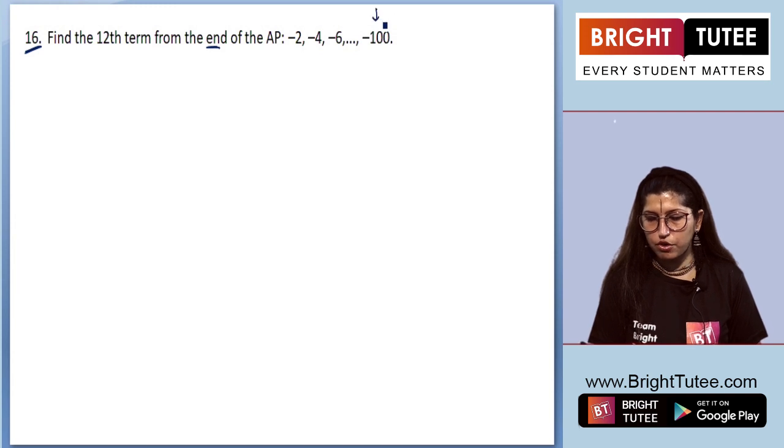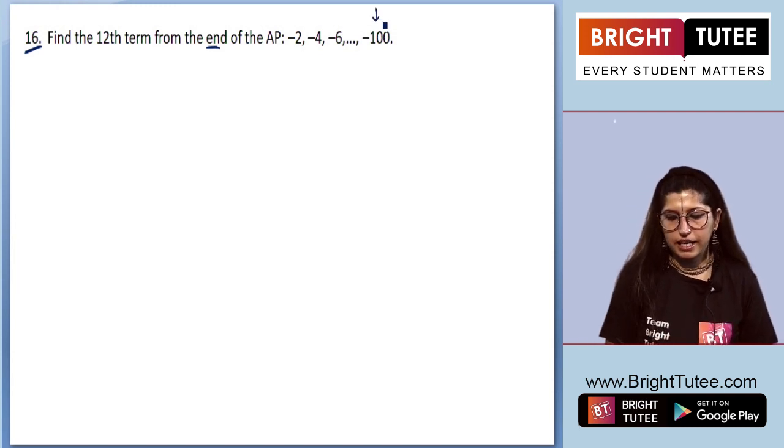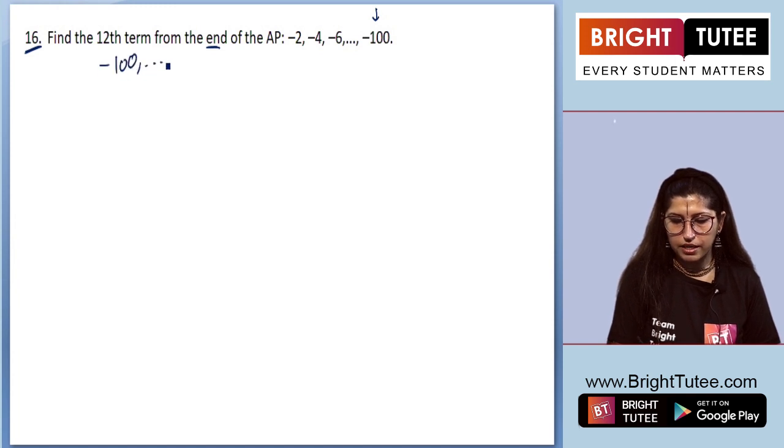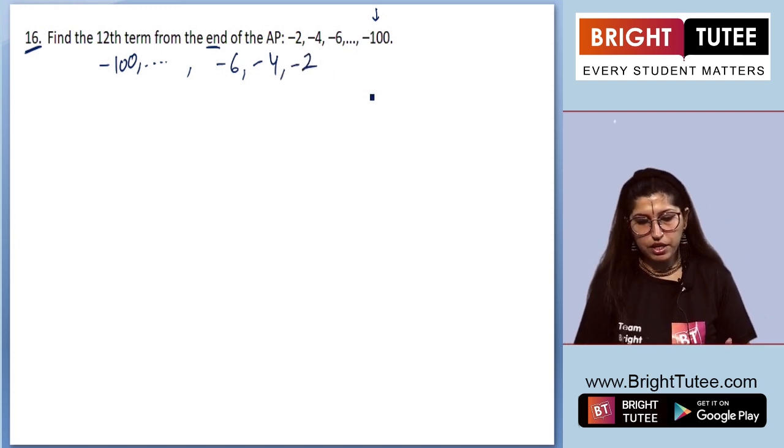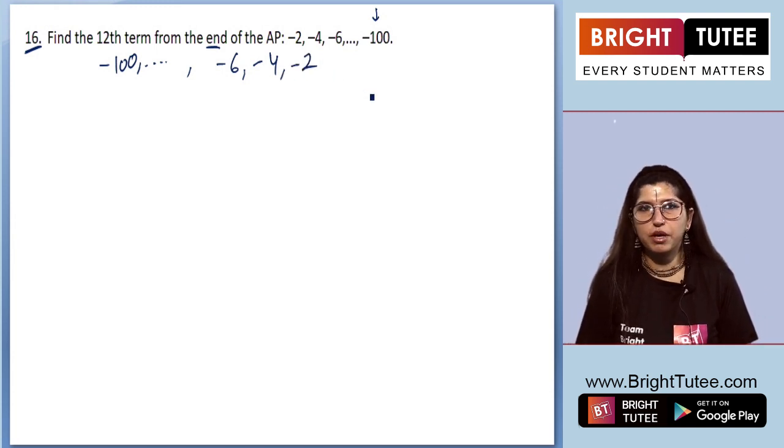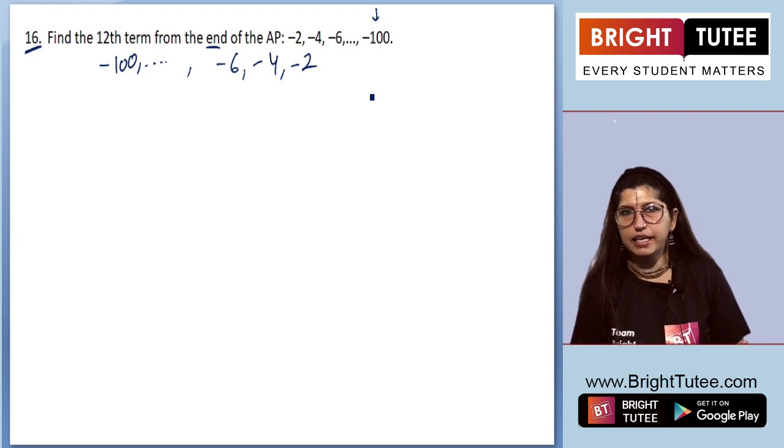So we'll be starting from here and shifting into the left hand side. So we'll be taking it in reverse order. So now it will be like this. We'll be reversing it. Now we need to find the 12th term. For that it should be A plus 11D. So I need A and I need D.